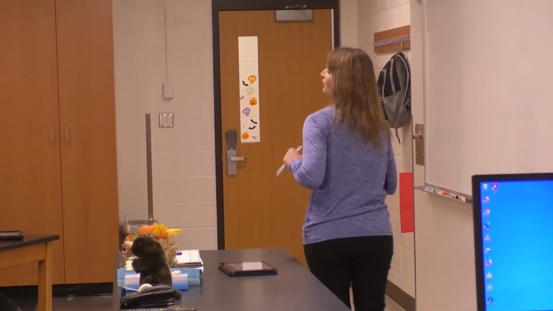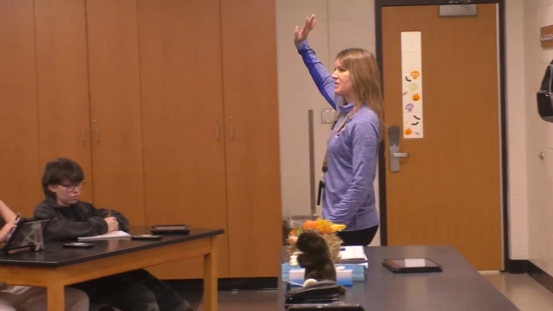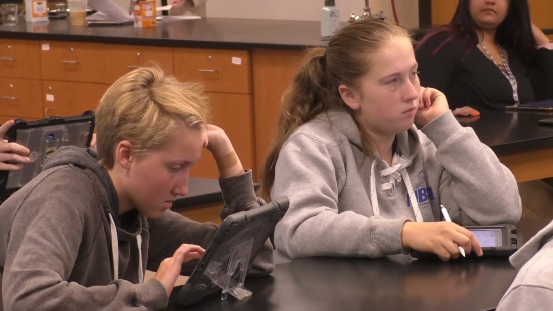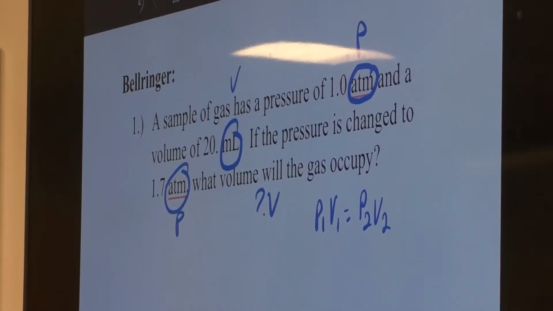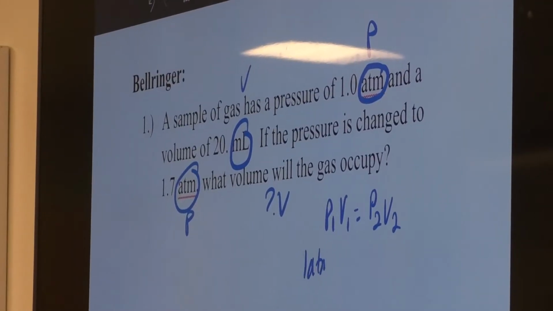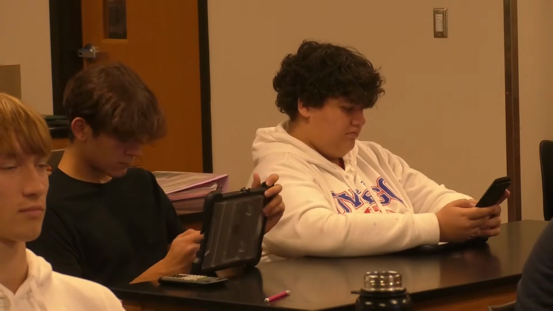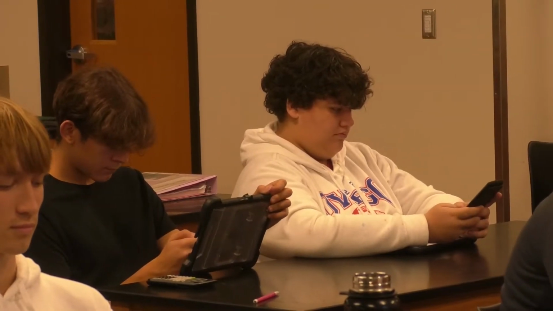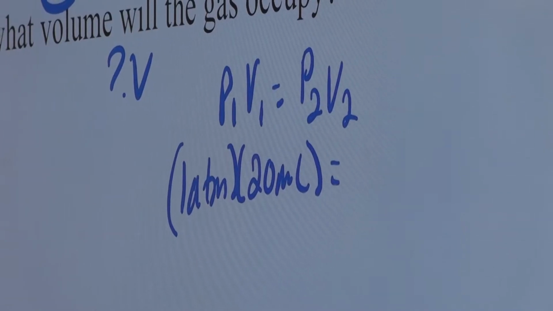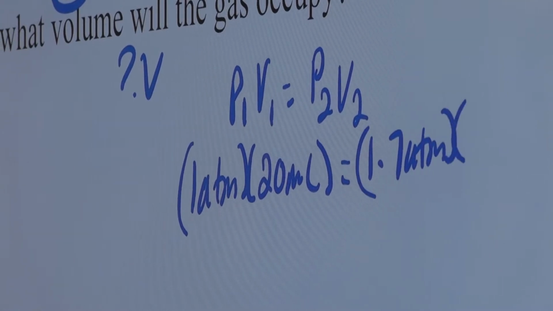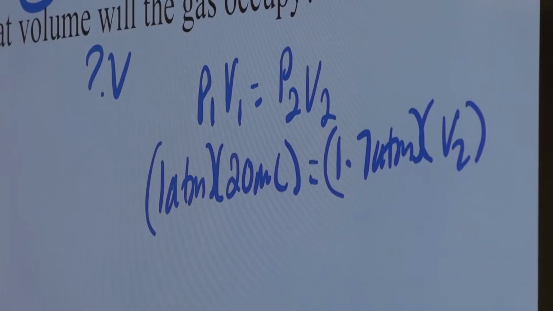How many of you, by show of hands, tagged your units? The ATM is a what? Pressure, volume, or temperature? Pressure. So when you plug in, our original pressure is 1 ATM. The original volume is 20 milliliters. And again, you don't have to have units. You can drop those units if they confuse you. Totally fine to do that. Secondary pressure would be 1.7 ATM. And secondary volume is what you're solving for.